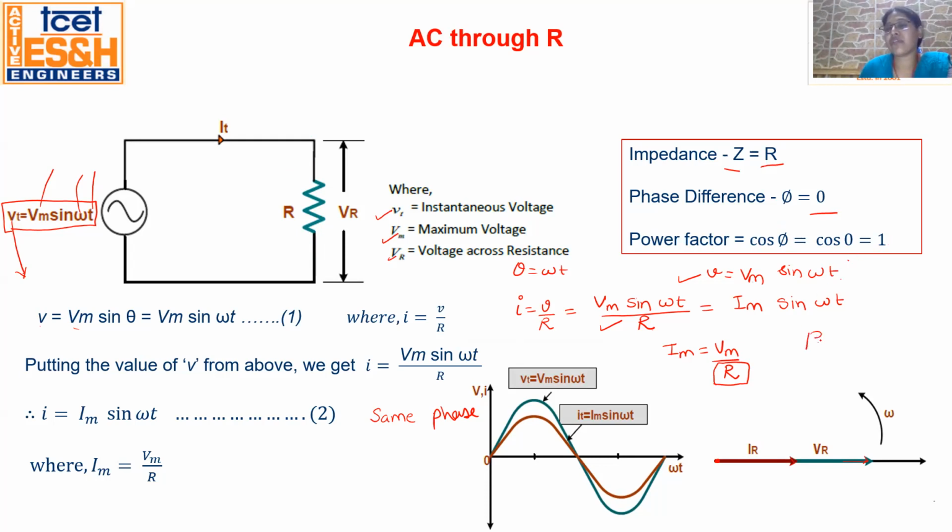The power factor. Power factor is a new term which we will discuss later also. But power factor is nothing but the cosine of the angle between voltage and current. If you have any angle between voltage and current, it is the phi. So in case of resistance, both voltage and current are in the same phase. There is no phase difference between voltage and current. That's why they are in the same phase, and so power factor is 1.